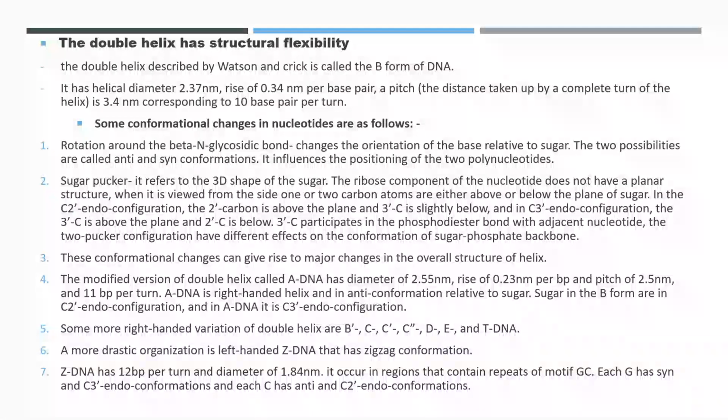Fourth, some more right-handed variations of the double helix are B prime, C, C prime, C double prime, D, E, and T DNA. A more drastic organization is left-handed Z-DNA, which has a zigzag conformation. Z-DNA has a 12 base pair pattern and a diameter of 1.84 nanometers. It occurs in regions that contain repeats of the motif G, C. Each G has syn and C3' endo conformations, and each C has anti and C2' endo conformations.